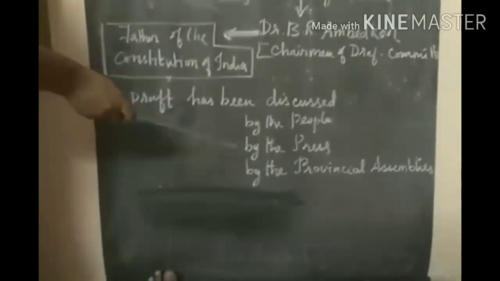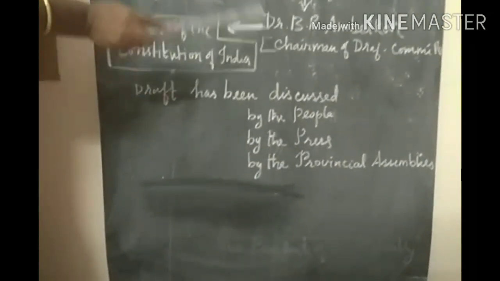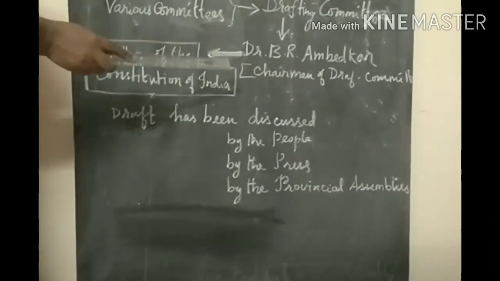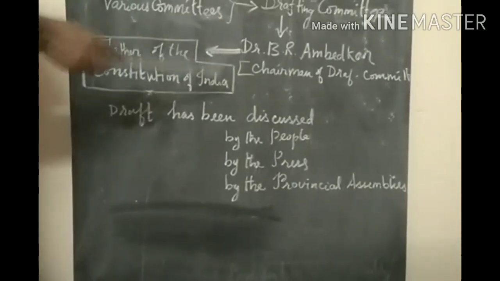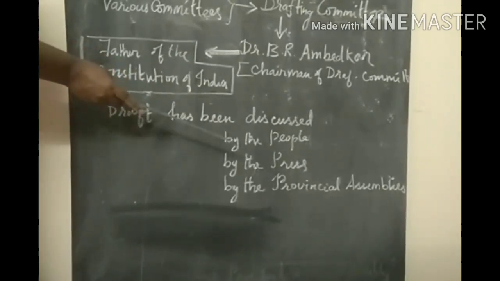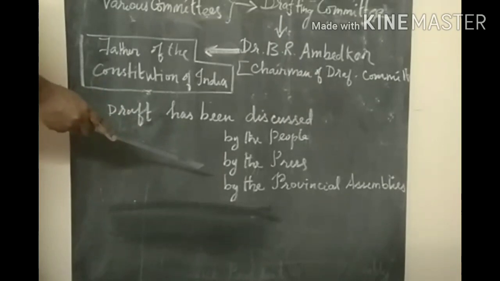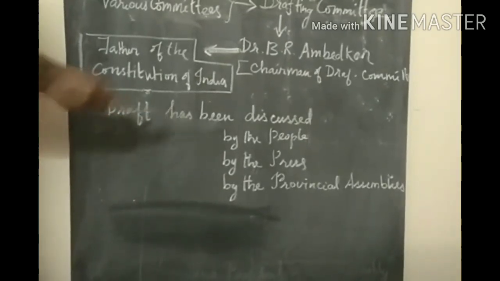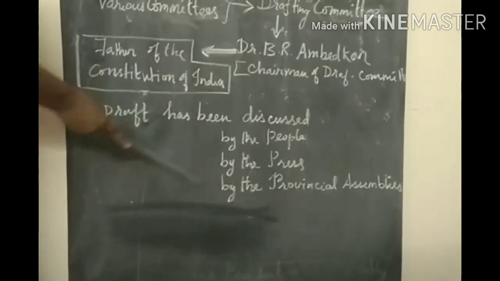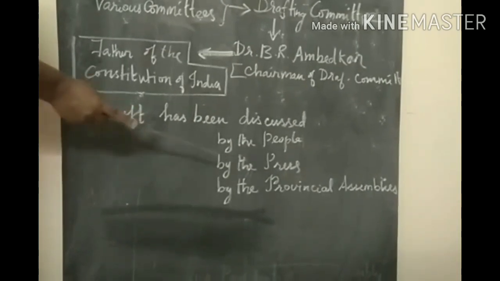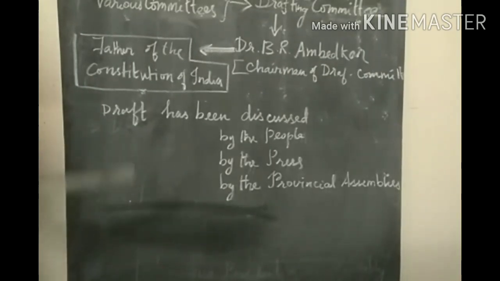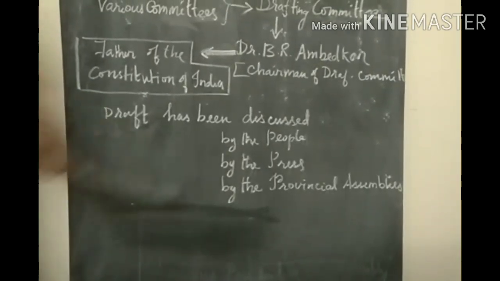by the press and by the provincial assemblies. Okay, so that drafting committee was led by the able leadership of Dr. B.R. Ambedkar. Then after the draft was ready, it was kept in front of the people, the press and the provincial assemblies, and after their approval only it was adopted. After all the people, press and provincial assemblies accepted that, after their approval only this constitution was adopted.